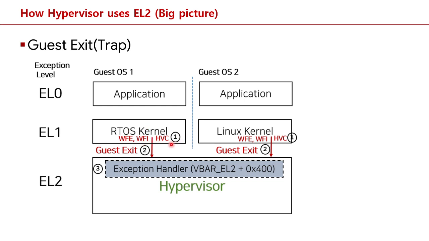When running this assembly instruction, the control is transferred to exception level 2 by generating an exception. So this is a standard way to communicate between exception level 1 and exception level 2. As a third step, per exception, we jump to the exception vector address that is specified here. The value of VBAR_EL2 can be added to the offset 0x400. So this is the typical way the hypervisor can communicate with multiple guest OS.